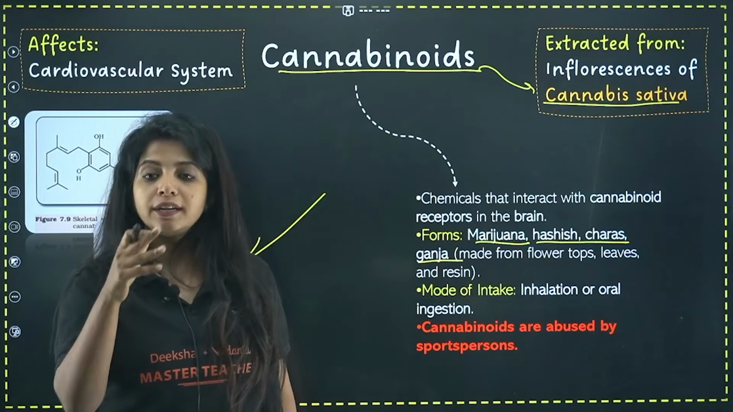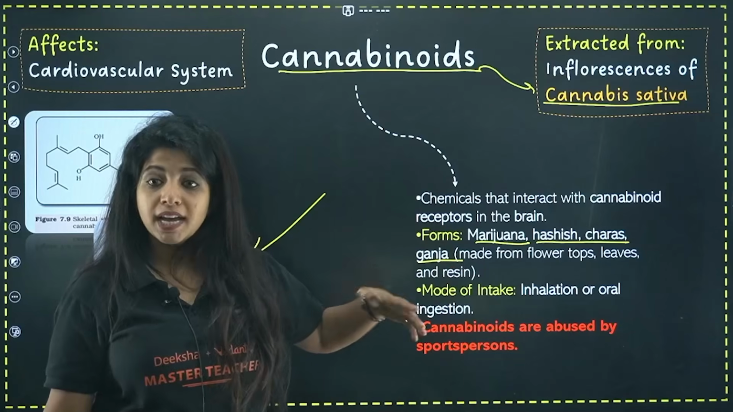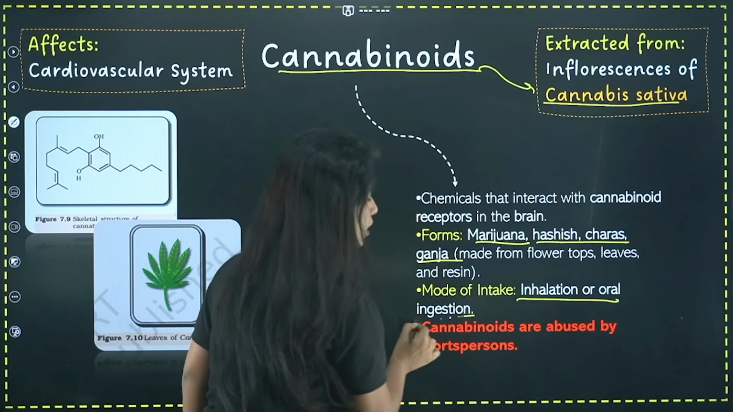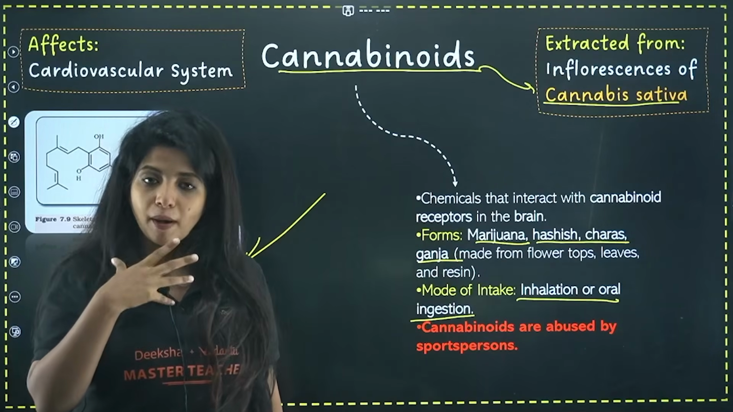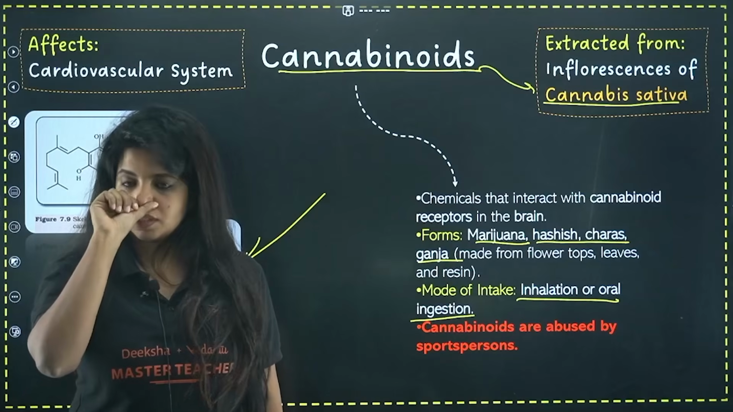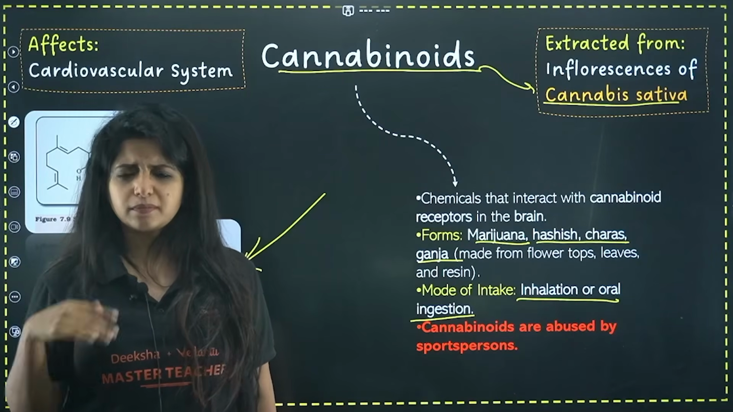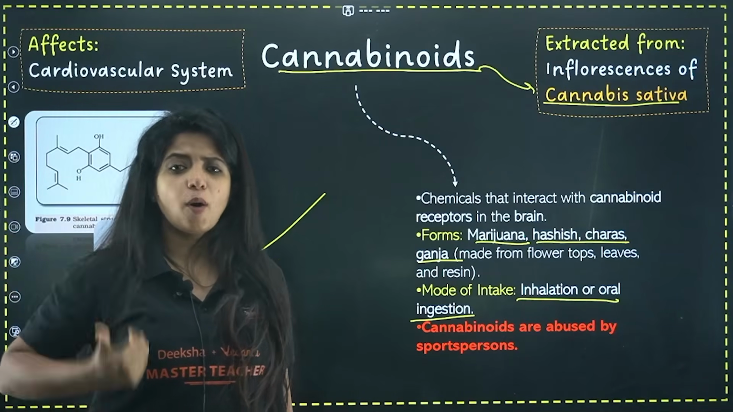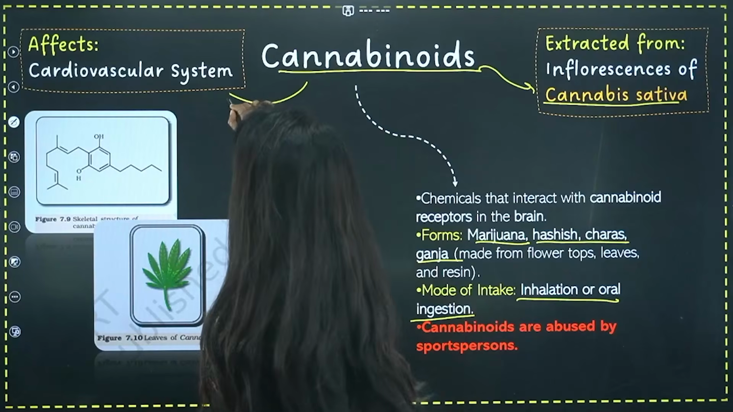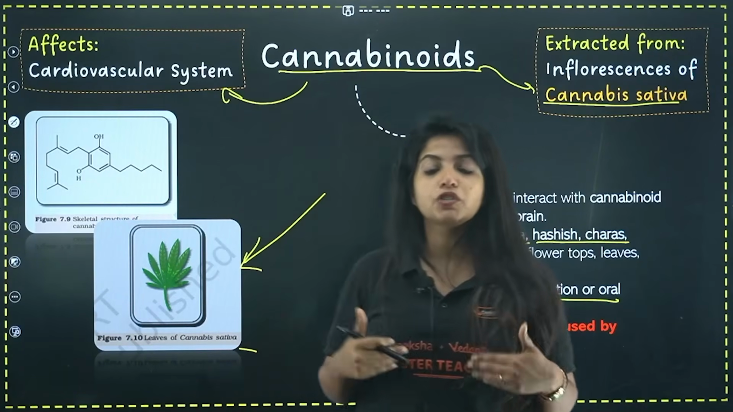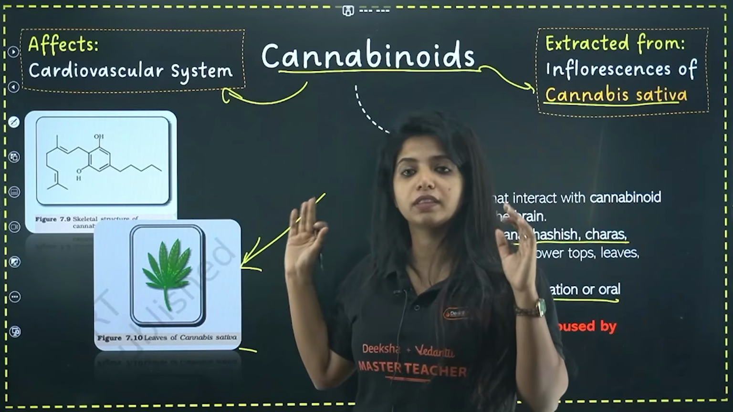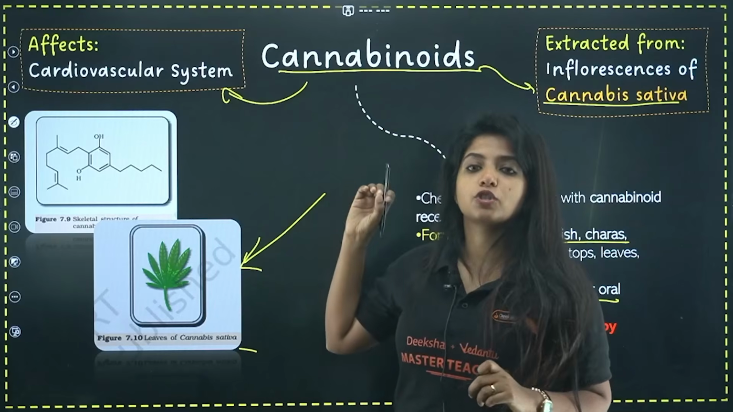Over here, how do you intake it? There it was snorting and injection. Here it is inhalation or oral ingestion. That means you have it through your mouth, or basically you inhale it. That is the way you take this particular drug. Now ma'am, which part of our body does it affect? It affects the cardiovascular system. That means your blood circulation, everything is being affected with the help of this particular drug, which is a cannabinoid.